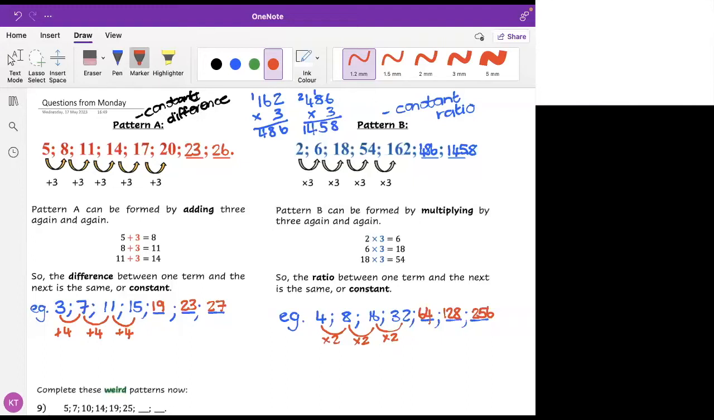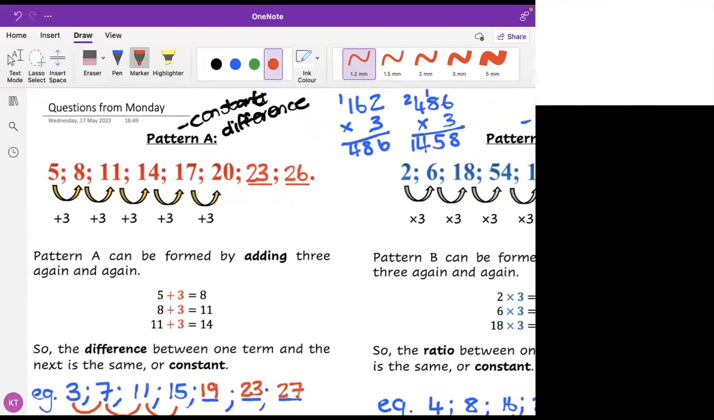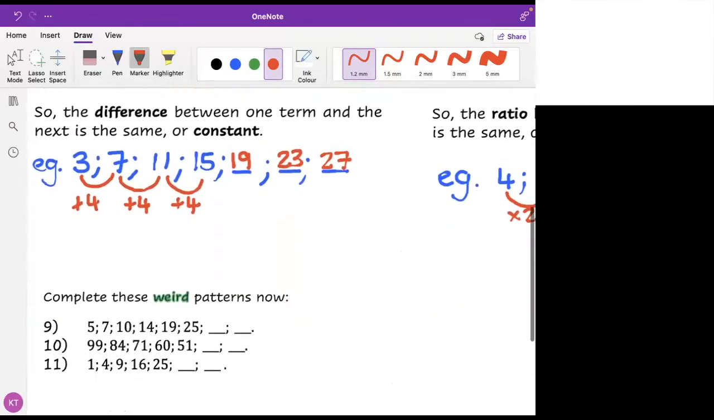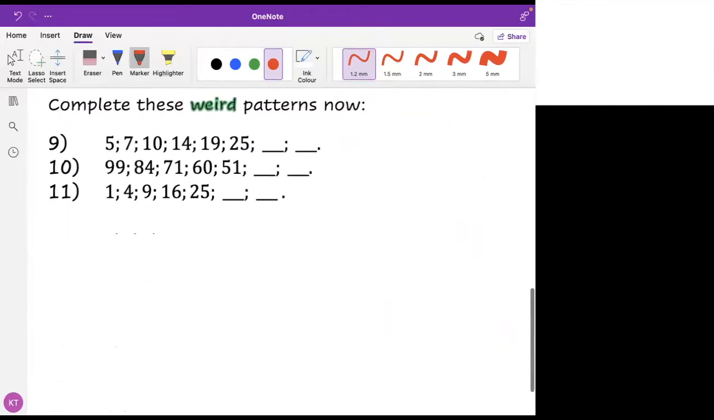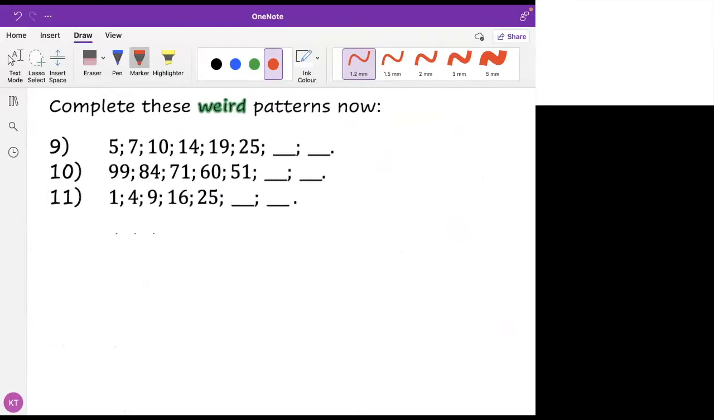Okay. Now, at the end of Monday's lesson, I asked you guys if there were any more questions to please put your questions in the chat for me. And the question that came up the most from Monday's lesson was, ma'am, please can you do the weird patterns once more? All right, we're going to use these weird patterns as a bit of a brain break for us tonight. So we've looked at arithmetic, we've looked at geometric. I'm telling you that these are weird patterns, okay? So this is going to be a little bit of our brain break, a little bit of a challenge, okay?